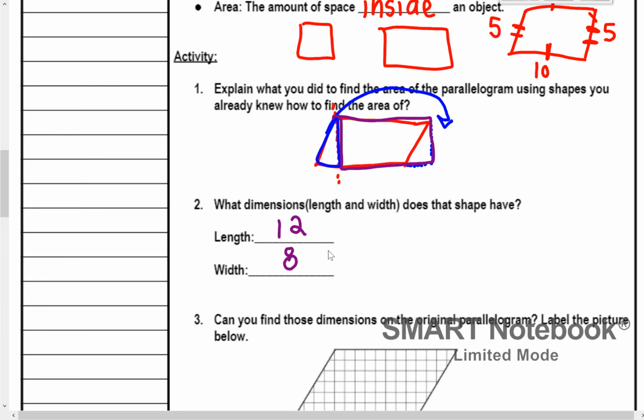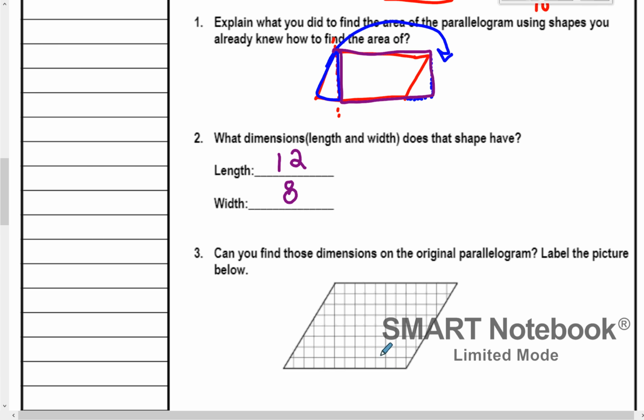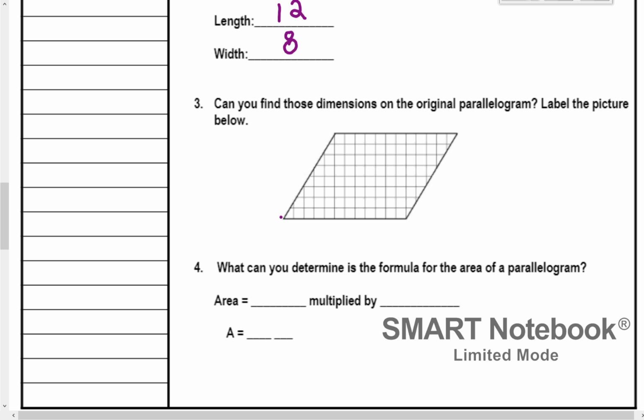Then we talked about where we can find those dimensions in the parallelogram that we were given, that we were trying to find the area of, not just the rectangle, but the parallelogram. We noticed that this base down here is 12 squares long, and this height from the bottom base to the top base was 8 squares tall. So we can see that 8 and 12 in this parallelogram as well.